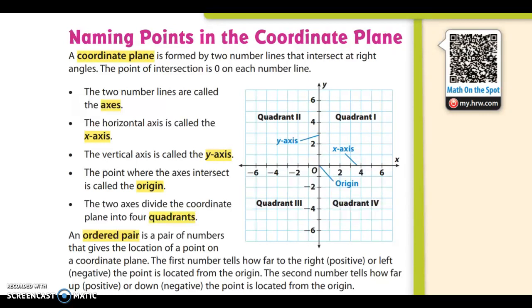Naming points in the coordinate plane. A coordinate plane is formed by two number lines that intersect at right angles. The point of intersection is 0 on each number line. Basically, a coordinate plane is a graph. So read the bullets with me. The two number lines are called the axes. The horizontal axis is called the x-axis. That's this one right here.